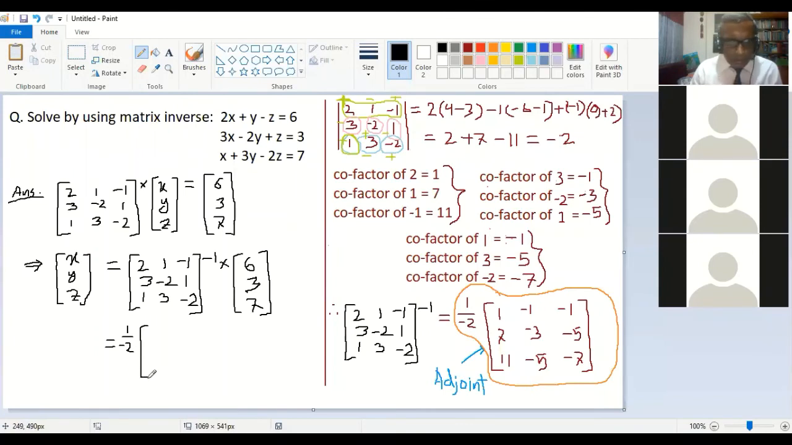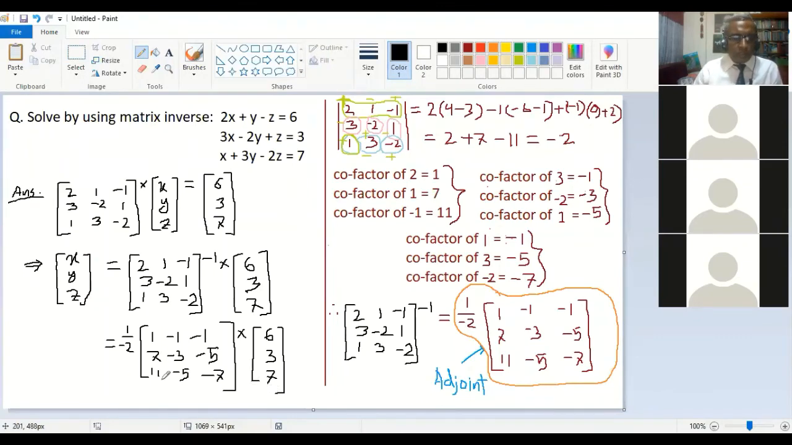Anyway, let me write it down. 1, then -1, then -1, and 7, -3, -5, and 11, then -5, then -7. So this is the full inverse matrix, and another matrix is here already, that is 6, 3, 7. So you now do the matrix multiplication.